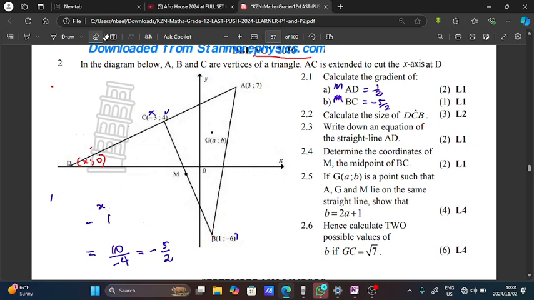Right, now let's go to 2.2. Calculate the size of angle DCB. Let's go and explore that.